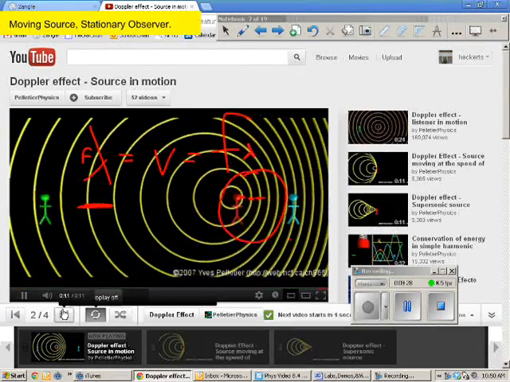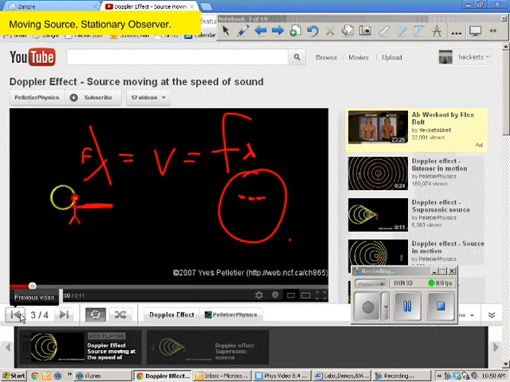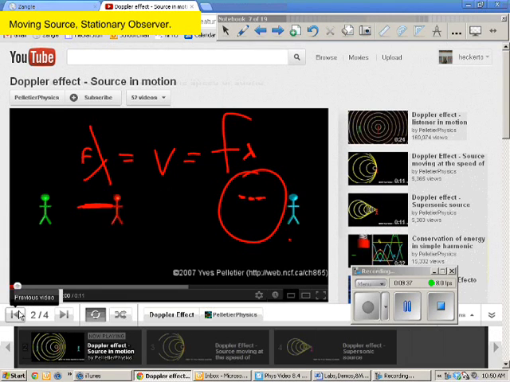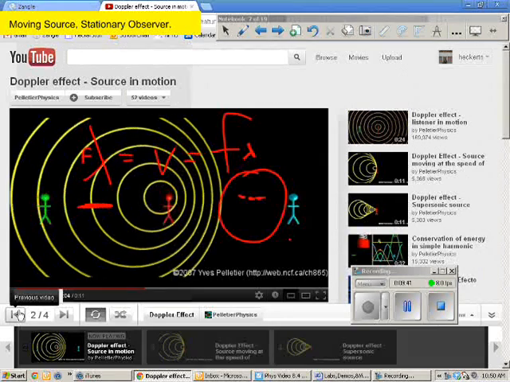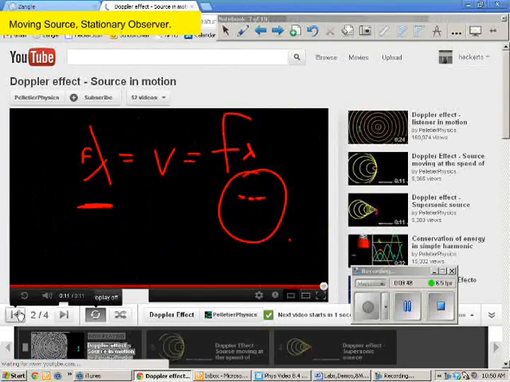Whereas the observer in front is getting hit at a high frequency. The observer in front is getting hit with a high frequency. You got to wait for that first wave to get there. But once that first wave gets there, watch how quickly he gets hit. Boom, boom, boom, boom, boom, boom, boom, boom, boom. All right?